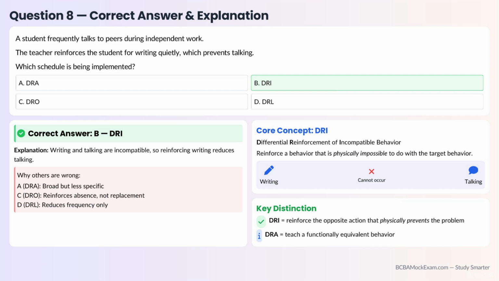Option C, DRO, would reinforce intervals with no talking regardless of what else is happening, which is not how this plan is structured. Option D, DRL, would allow some talking at a reduced rate. Instead, we're aiming for zero talking while writing. So for the exam, when one behavior naturally shuts down another, choose DRI.